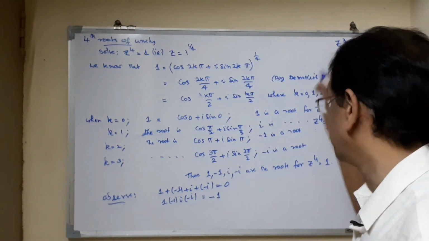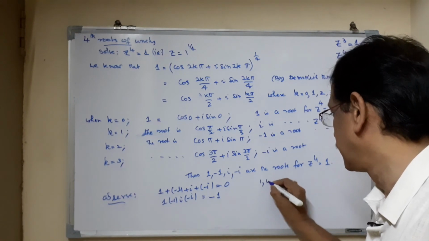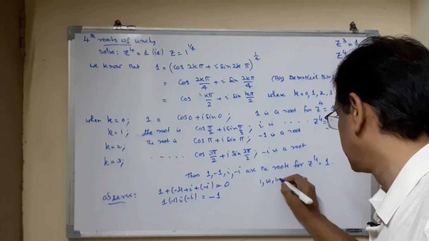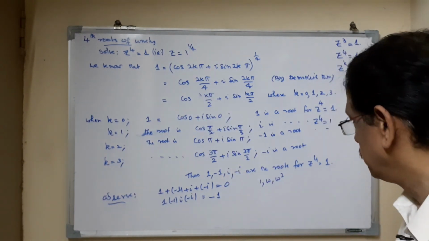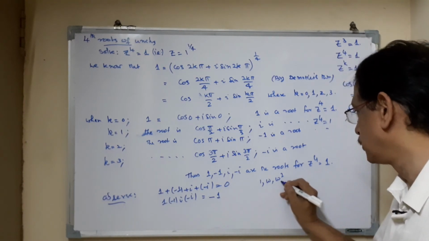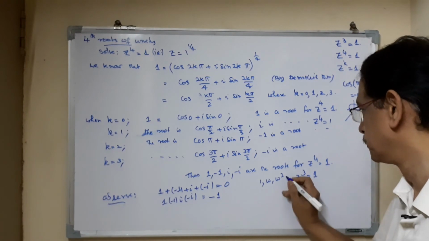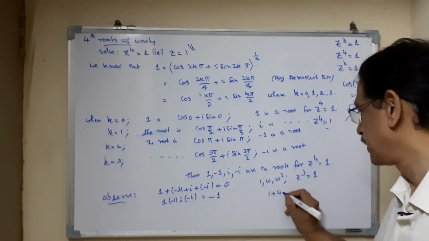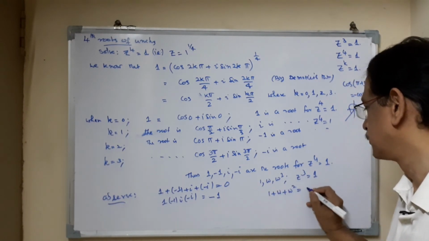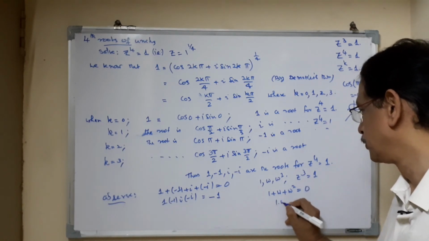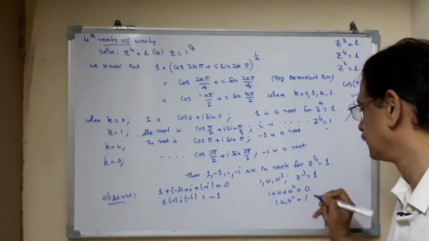What about the cube roots of unity? In the previous version, what I have done is 1, omega, omega square are the cube roots of unity. So 1 plus omega plus omega square equal to 0, and 1 into omega into omega square is 1.